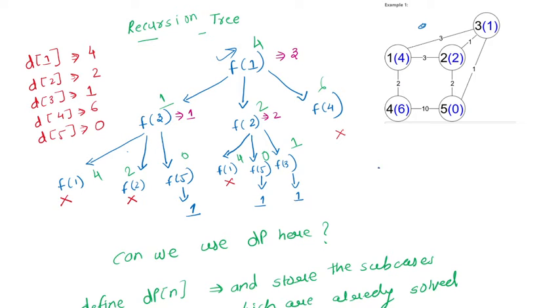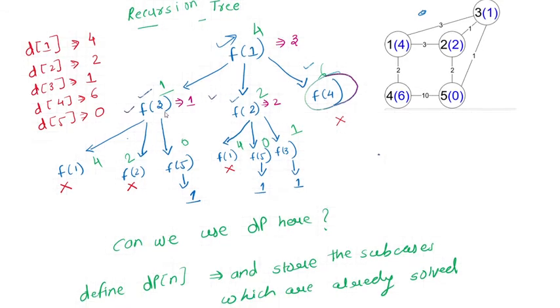So these are three adjacent vertices to 1. We need to choose all those adjacent vertices whose D of that vertex should be less than D of 1, right? So in this case, D of 4 is greater than D of 1, hence we won't be considering this case. So this is out from the picture. D of 3 and D of 2 are less than D of 1, so we will also explore these subcases. Let us first explore this subcase.